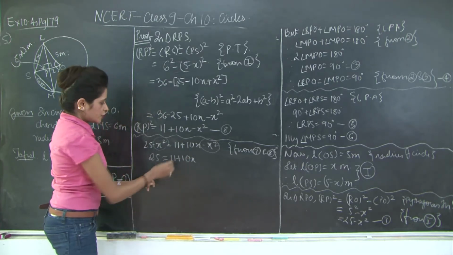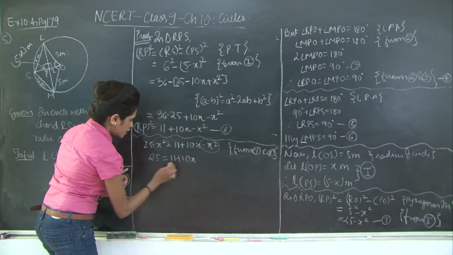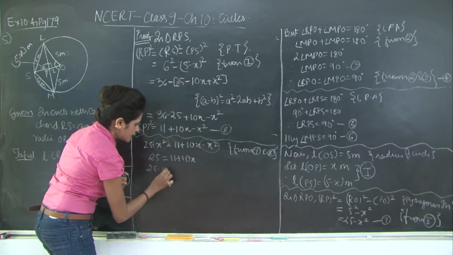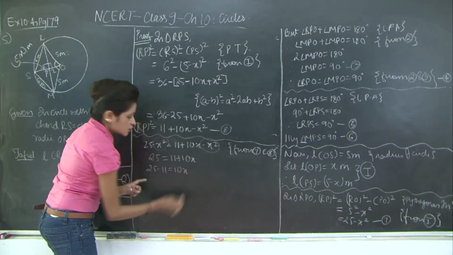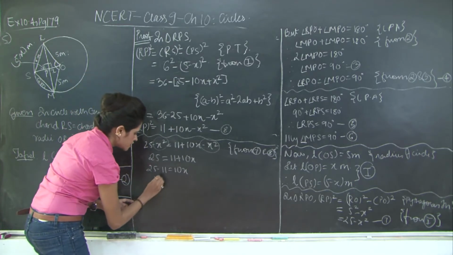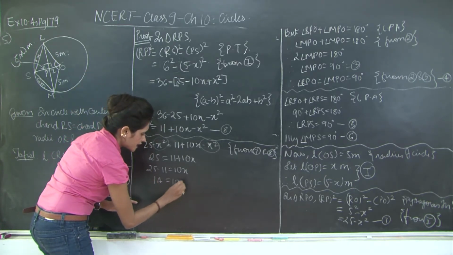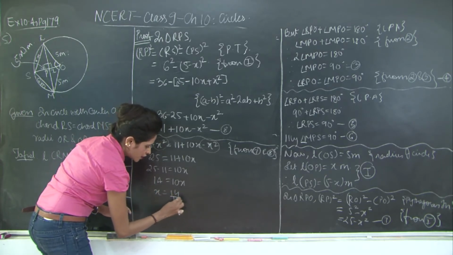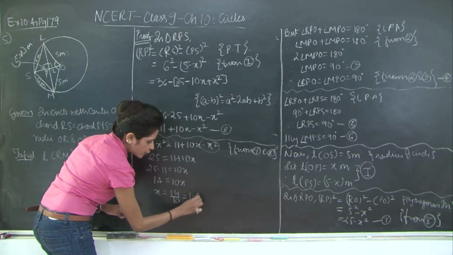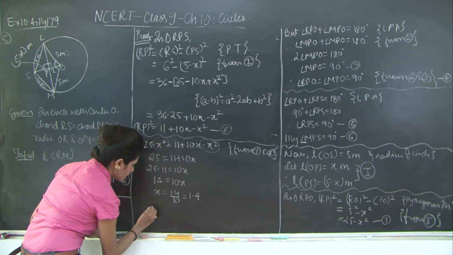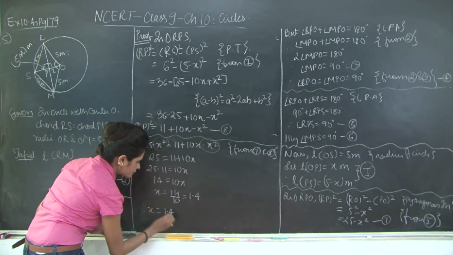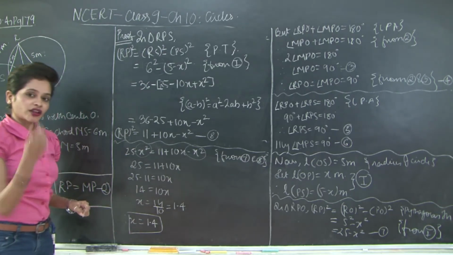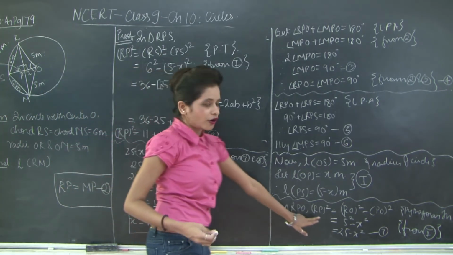Correct? So now I'm going to take the 11 on this side. 25 minus 11 is equal to 10x. 25 minus 11 is 14, is equal to 10x. Therefore, x is equal to 14 upon 10, which is equal to 1.4. Correct? Therefore, x is equal to 1.4. So, I got the value of x. Now, since I got the value of x, I can find the value of Rp.